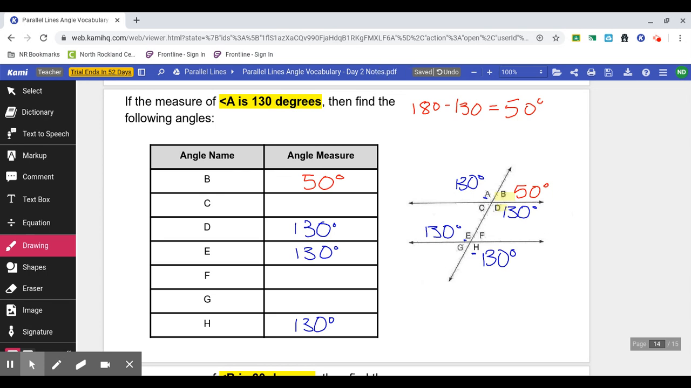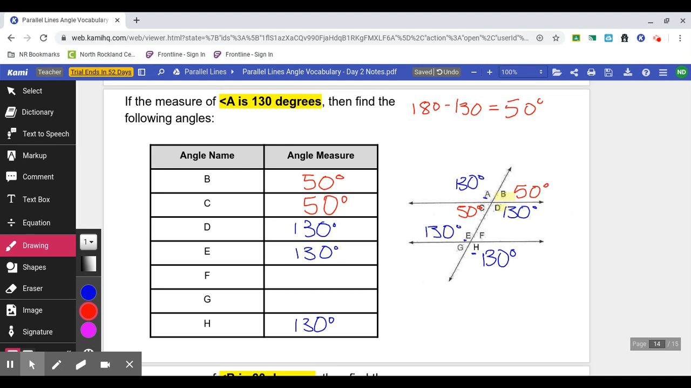Well, if I'm staying on that first line, angle C is a vertical angle to angle B. So that means angle C also has to be equal to 50 degrees because vertical angles are congruent or equal. All right, so I'm done now with all the angles on the first line. There are 4 angles. I now know the measure of all of them. So we're done. Now let's look at our second line.